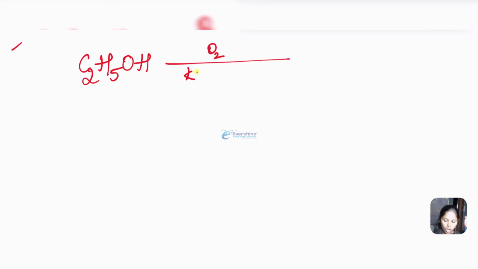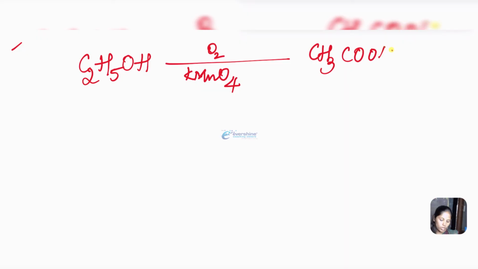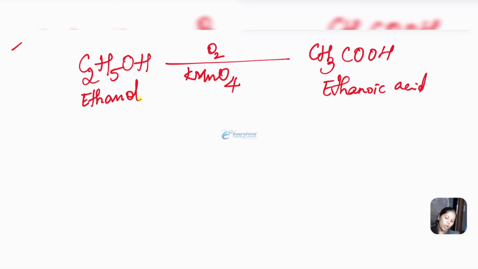Okay, you take alcohol, C2H5OH. What happens when we add oxygen to alcohol in the presence of potassium permanganate? What will it give? CH3COOH. What is this called? Ethanoic acid. What is C2H5OH? Ethanol. So how can you convert ethanol to ethanoic acid? They'll ask that.